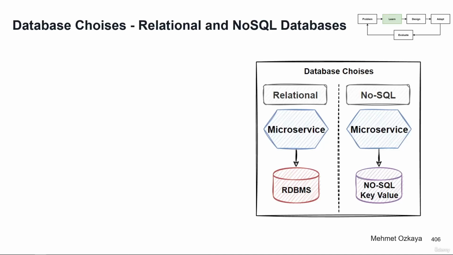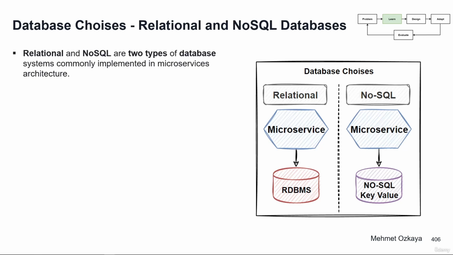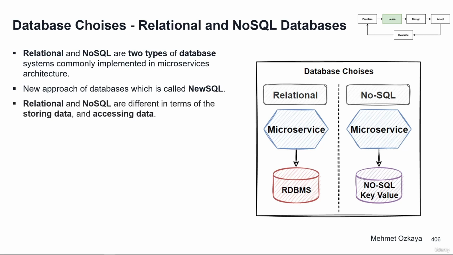In this video, we are going to learn database options for microservices: relational and NoSQL databases. Relational and NoSQL are two types of database systems commonly implemented in microservice architectures. Also, there is a newer approach to databases, which is called NoSQL. Relational and NoSQL are different in terms of storing data and accessing data. Now we will see one by one. Let me start with the relational databases.